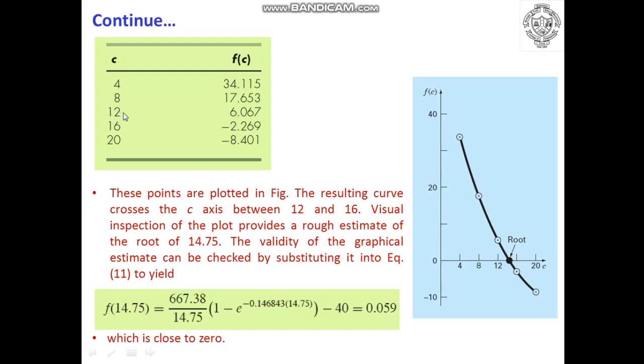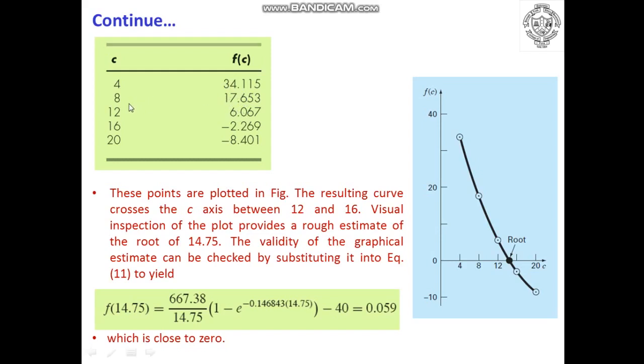If I consider it to be 12, then the answer of f of c will be equal to 6.067. Now you can observe that when the interval of c varies from 8 to 12, the value of the function is getting reduced. Here also you can see for 4, though it is positive, the value of 34 has decreased to 17, and now for 12 it has decreased again to 6.